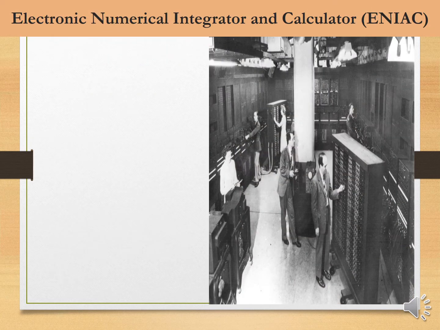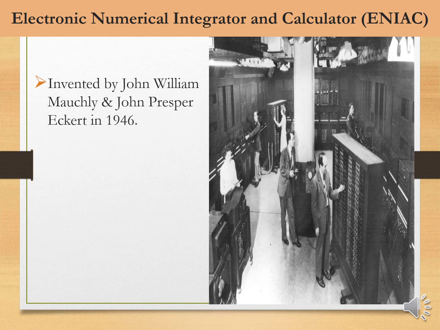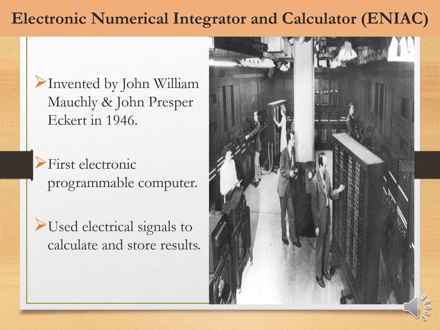The Electronic Numerical Integrator and Calculator, commonly referred to as the ENIAC, was developed by John Mauchly and John Eckert in 1946. It was the first electronic programmable computer and used electrical signals to calculate and store results.